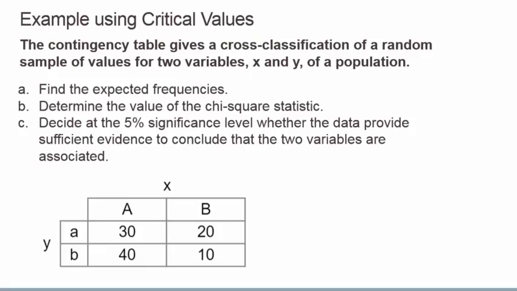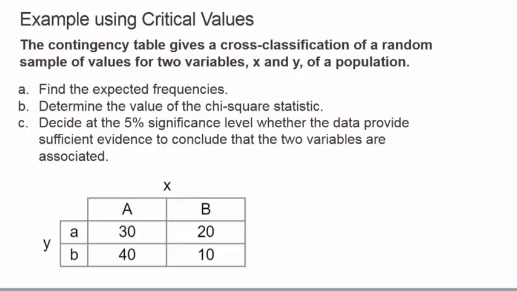Example using critical values. The contingency table gives a cross-classification of a random sample of values for two variables x and y of a population. A. Find the expected frequencies. B. Determine the value of the chi-squared statistic. C. Decide at the 5% significance level whether the data provides sufficient evidence to conclude that the two variables are associated. For x, I have the columns capital A and capital B. For y, I have the rows lowercase a, lowercase b.